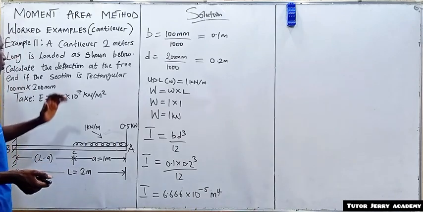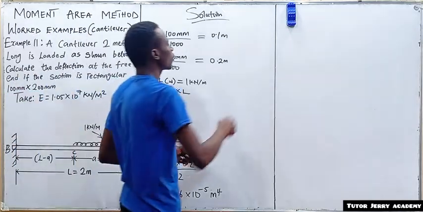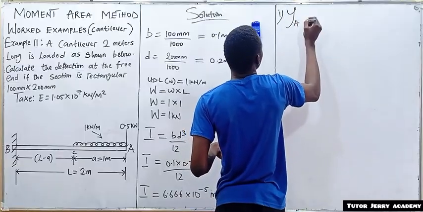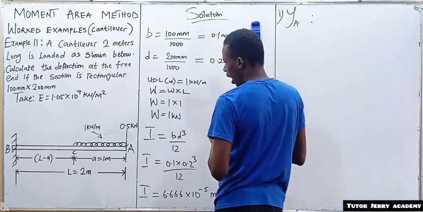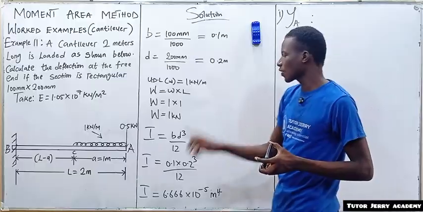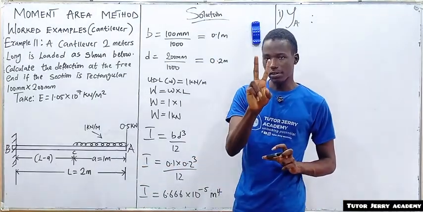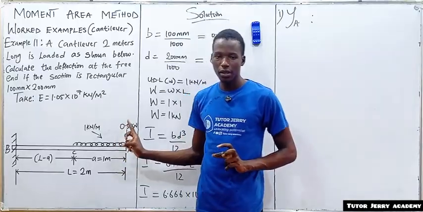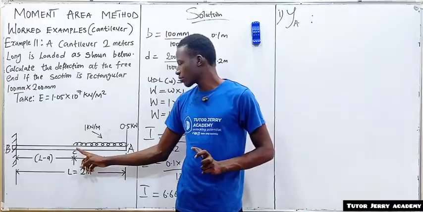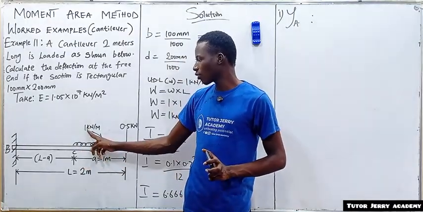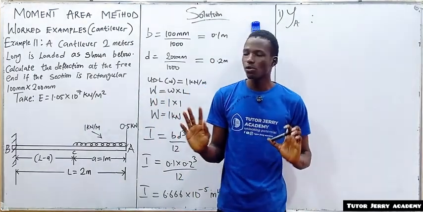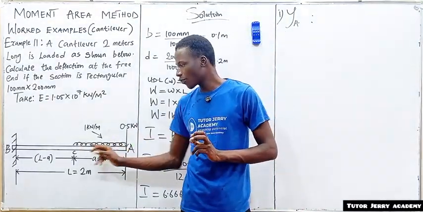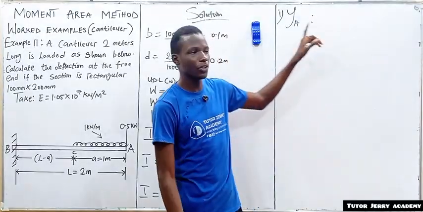Now, coming back to the question, we are asked to calculate the deflection at the free end, Y subscript A or YA. Now, how do we get the deflection at the free end? The deflection at the free end A will be due to two things. One, it will be due to the point load at A, which is 0.5 kilonewton, and it will be due to the uniformly distributed load at a distance a of 1 kilonewton per meter. So if we know the deflection that this point load will cause, and the deflection that this uniformly distributed load will cause, when we sum them, we will get the deflection at point A.